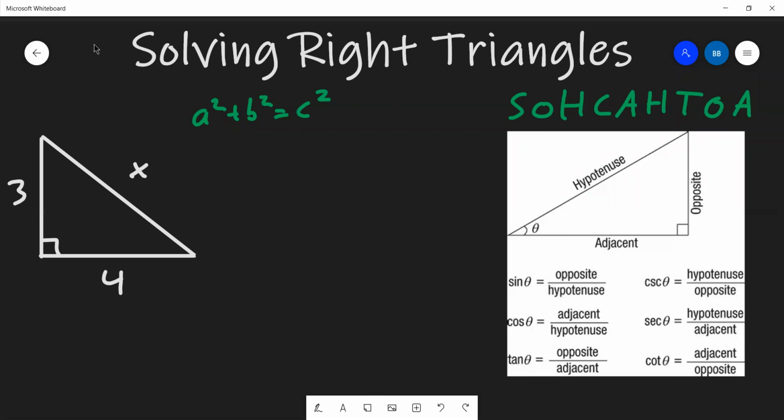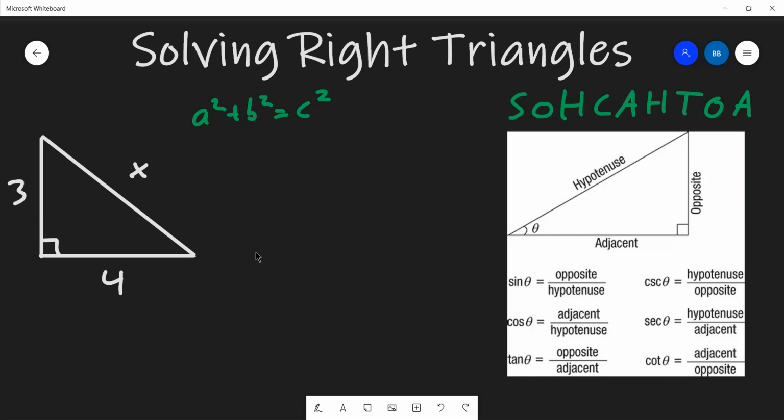Now remember, previously we have solved right triangles using the Pythagorean method. If you remember, in those cases, we are given two sides of the triangle, and we use the Pythagorean theorem in order to find the last side of the triangle. So in this example here, you would just put 4 and 3 into A and B, and then solve for C to find this side of the triangle.